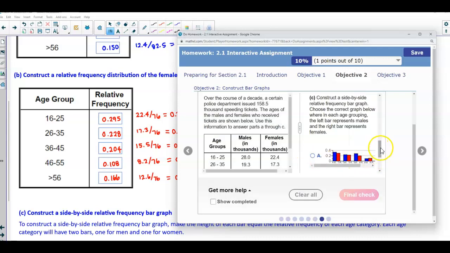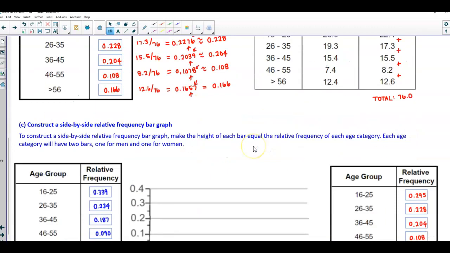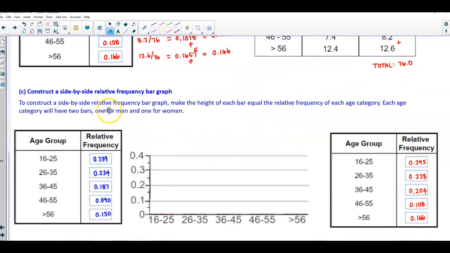Okay, now what we want to do is construct a side-by-side relative frequency bar graph. We're going to choose the correct graph below, where in each age group, the left bar represents males and the right bar represents females. So now we're going to construct a side-by-side relative frequency bar graph, and we're going to make the height of each bar equal to the relative frequency of each category, and each age category will have 2 bars.